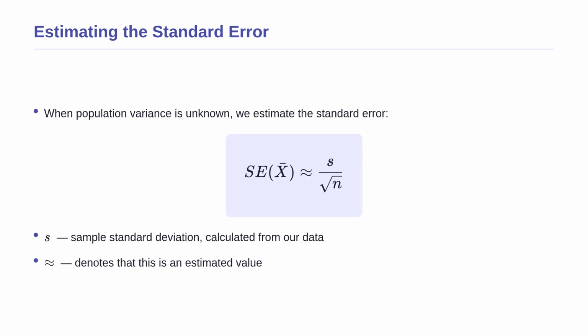This visual leads us to an important practical question. In the real world, we almost never know the true population standard deviation. If we do not know the population mean, we certainly do not know its exact spread. Therefore, we must estimate the standard error using the standard deviation calculated from our own sample, denoted by the letter S. We simply replace the unknown population parameter sigma with our known sample statistic S. This estimated standard error is what we actually use in practice to build confidence intervals and test hypotheses.